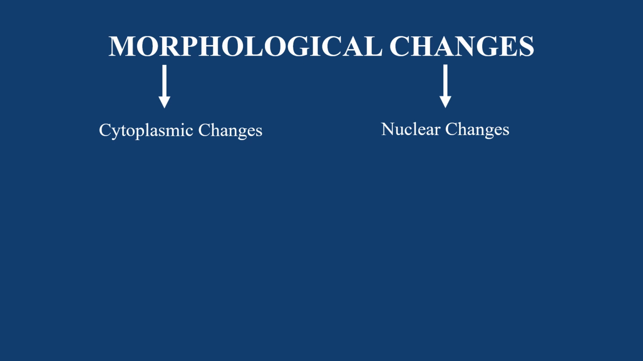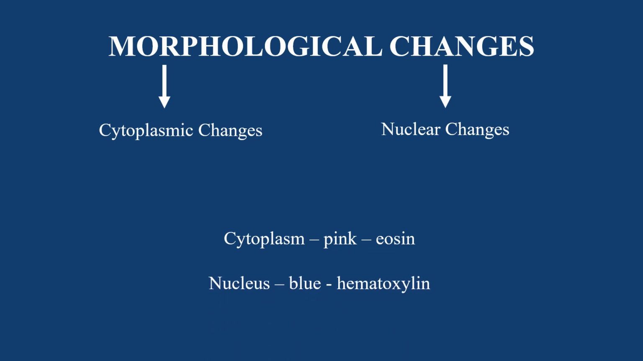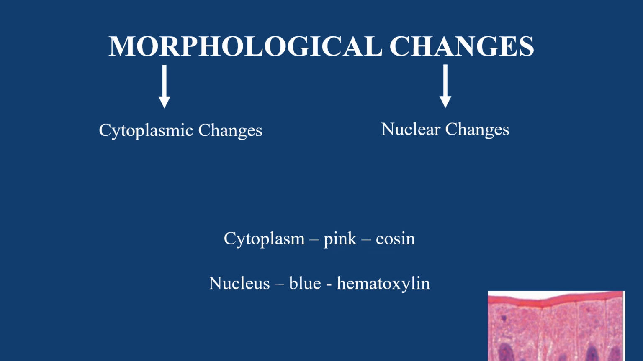Because eosin is acidic, it is going to stain the basic structures, which are the proteins of the cytoplasm. It is going to stain the cytoplasm pink. Similarly, hematoxylin is a basic stain. A basic stain is going to pick up the acidic component of the cell, and the acidic component of the cell is inside the nucleus, that is, nucleic acid. That is why hematoxylin is going to stain the nucleus blue.